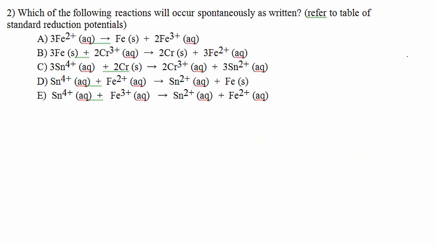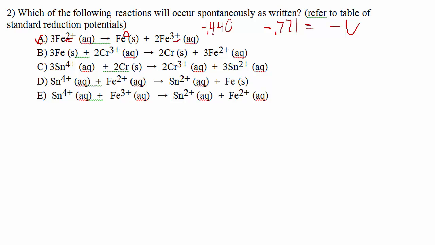So which of the following reactions will occur spontaneously as written? It says refer to the table of standard reduction potentials. So what you're going to have to do is figure out what's being oxidized and what's being reduced here. The thing being reduced is iron from +2 to 0. What is the reduction potential for that? Negative 0.440. And what's being oxidized? Iron again from +2 to +3. And you look up the potential for that, it's negative 0.771. That's going to give you a negative voltage, so this would not occur spontaneously.